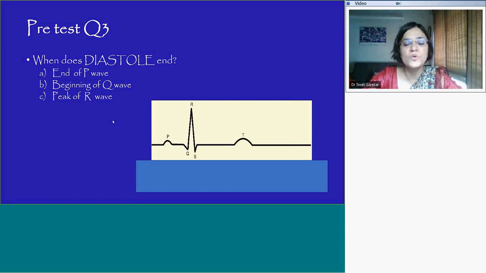Something for us to reflect upon. How is diastole reflected on the ECG? Somebody says end of P, somebody says end of R. I think we have 33% distribution each for all of the three answers. Obviously, only one is correct.